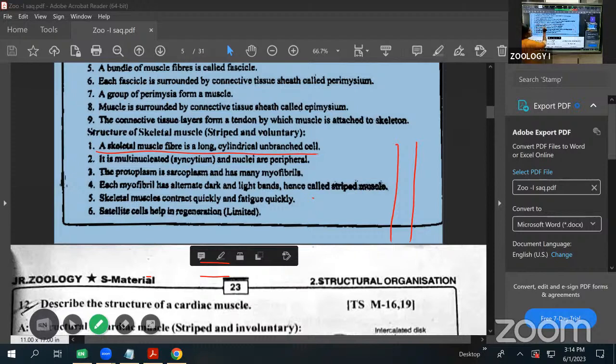It is multinucleated, meaning a number of nuclei are present at the periphery. That's why it is called multinucleated, and it is also called a syncytium. The nuclei are present at the sides, at the periphery, and inside there is protoplasm. Inside the skeletal muscle we call the protoplasm the sarcoplasm.